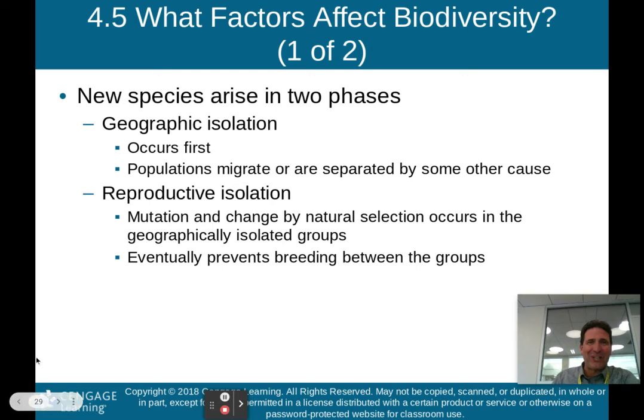All right, so next we're going to go into what factors affect biodiversity. So now we're going to take what we learned about biodiversity and evolution and talk about how those all play into affecting biodiversity on planet Earth. So new species arise in two phases. Number one, geographic isolation. This occurs first. Populations migrate or are separated by some other cause. Then you have reproductive isolation. This is when mutation and change by natural selection occurs in the geographically isolated groups, and this eventually prevents breeding between the groups and eventually creates two totally different species.